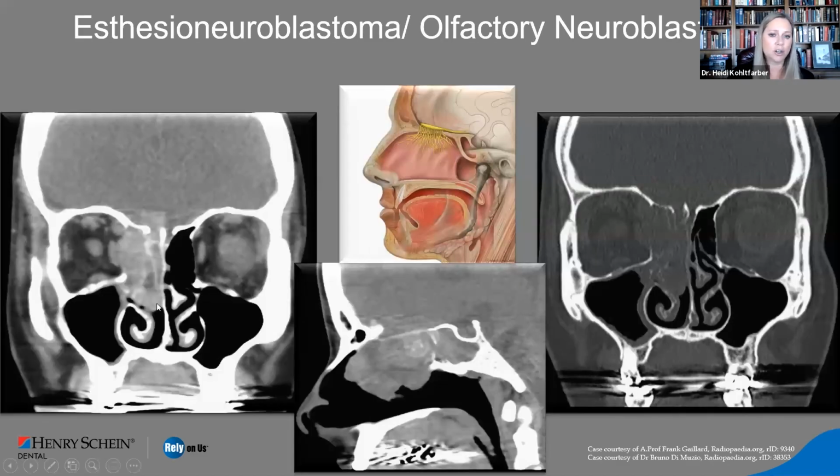This is an esthesioneuroblastoma, also known as an olfactory neuroblastoma. It begins with the olfactory epithelium, a kind of exuberant tumor of the epithelium. And again, same thing, we're starting to see loss of cortical borders. It's definitely eroding through, and this is a true emergency. So we'll want to go ahead and send these over to be imaged and for additional treatment, of course, outside of our scope of dentistry.